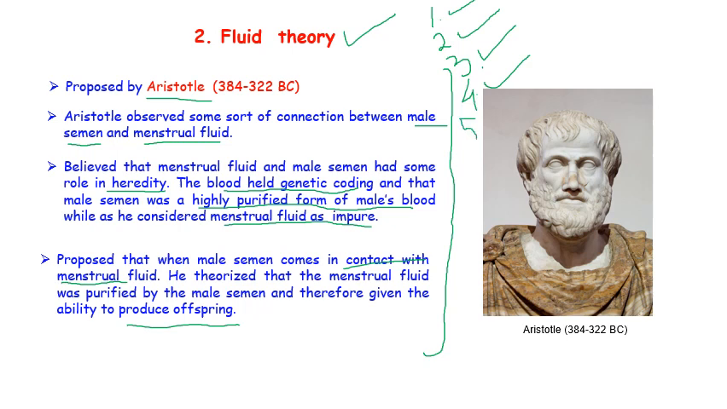Number fifth, he believed that male semen comes in contact with the menstrual fluid. As it comes in contact with the menstrual fluid, the male semen gives the female semen the ability to produce the whole offspring, to produce the full-fledged organism. This theory is known as fluid theory. It was given by Aristotle.